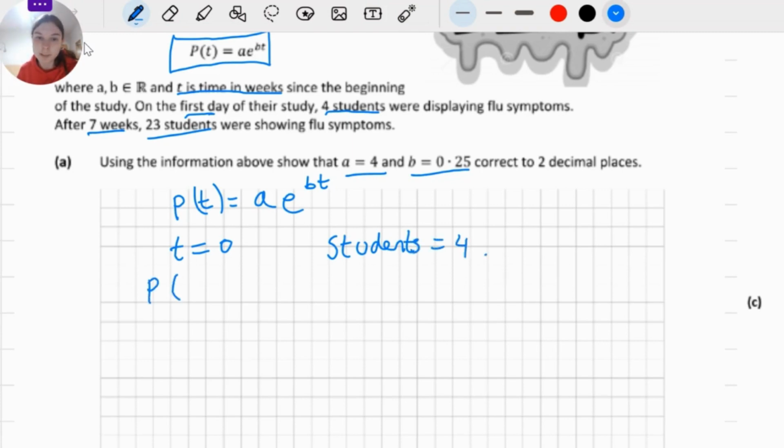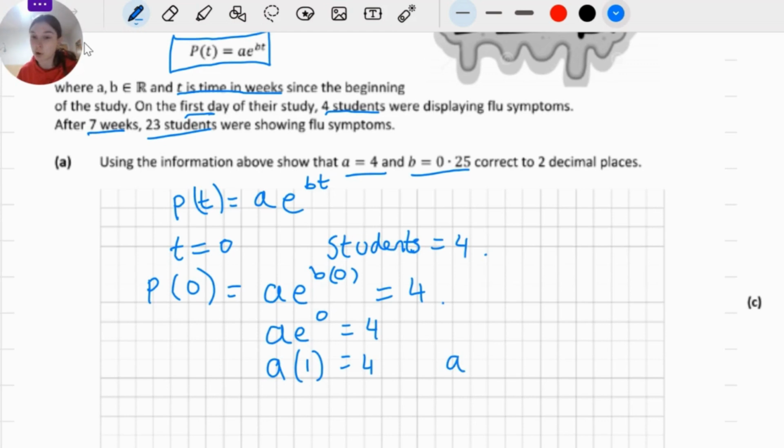So P of 0 equals A E to the B multiplied by 0 equals 4. Now, B multiplied by 0 is going to be 0, so that will become A E to the 0 equals 4. But if you look at page 21 of your log books, anything to the power of 0 is 1. So that's A multiplied by 1 equals 4. So A equals 4 as required. That's what we were asked to find in the question.